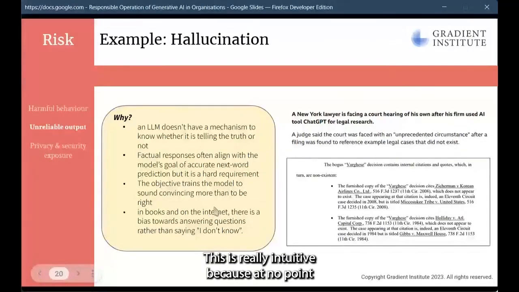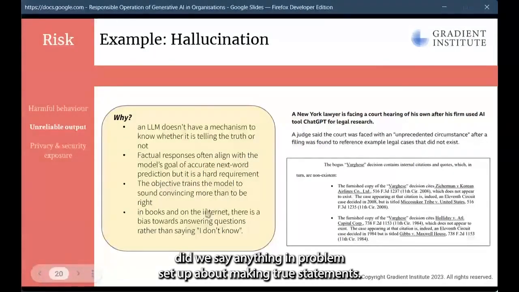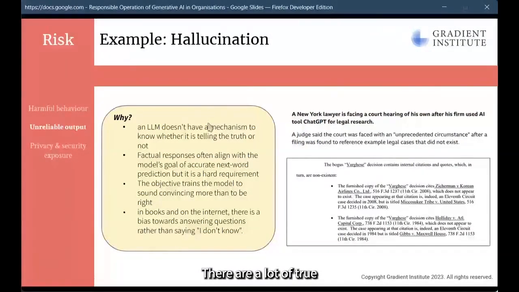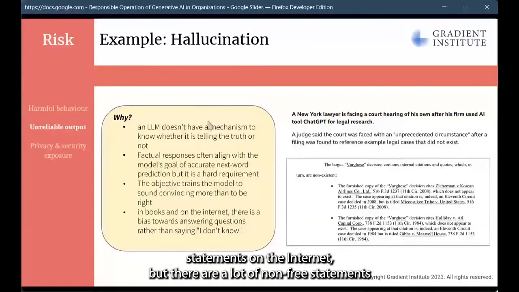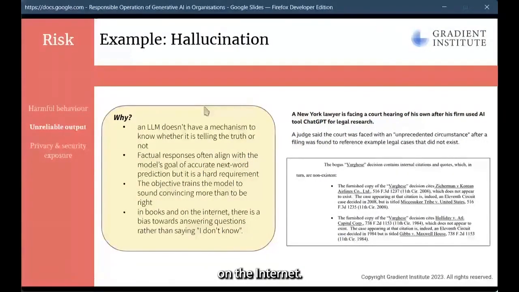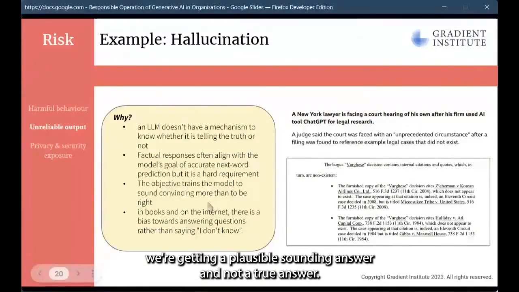This is really intuitive because at no point did we say anything in our problem setup about making true statements. There are a lot of true statements on the internet, but there are a lot of non-true statements on the internet. And next word prediction does not in and of itself incentivize truth. When we ask a question, we're getting a plausible sounding answer and not a true answer.